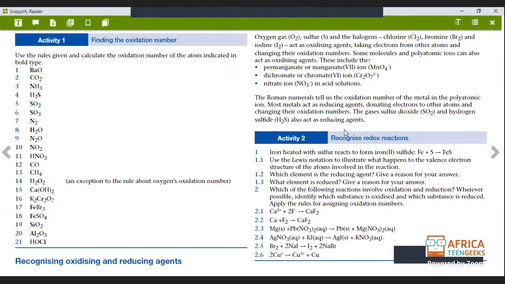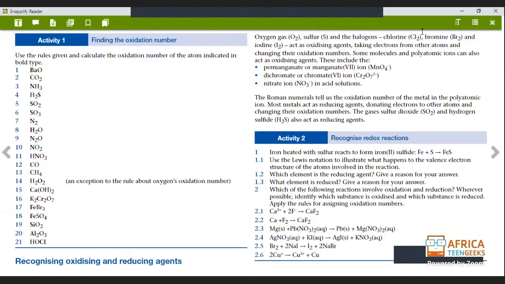So I hope you guys understand what it means, because it talks about sulfur and halogens and they act as oxidizing agents. So once you know what your oxidizing agent is, obviously you're going to know what your reducing agent is. You just need to know one. That's the one most important fact.